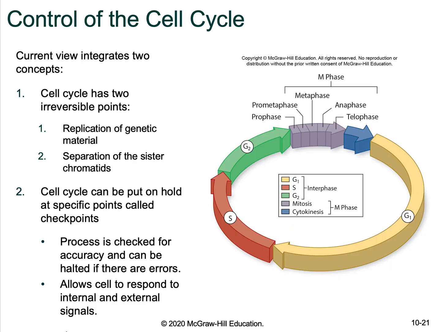Some controls that we have within the cell cycle, for some of these you can't stop them. Right here it says the cell cycle has two irreversible points: replication of genetic material and the separation of the sister chromatids. So after that point you cannot go back. It's going to complete the cycle.